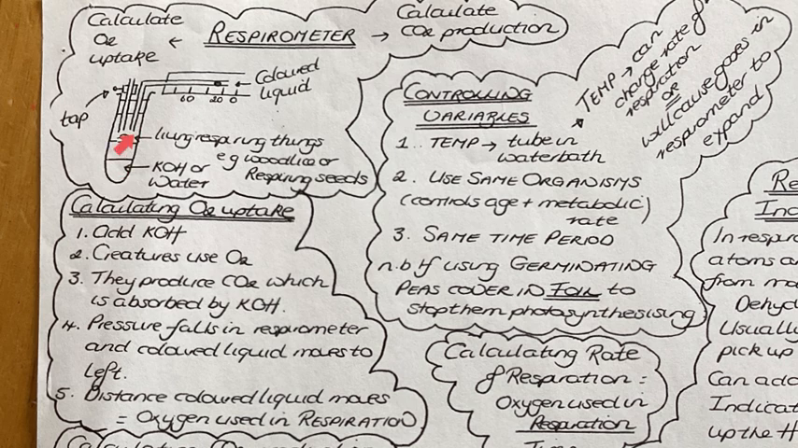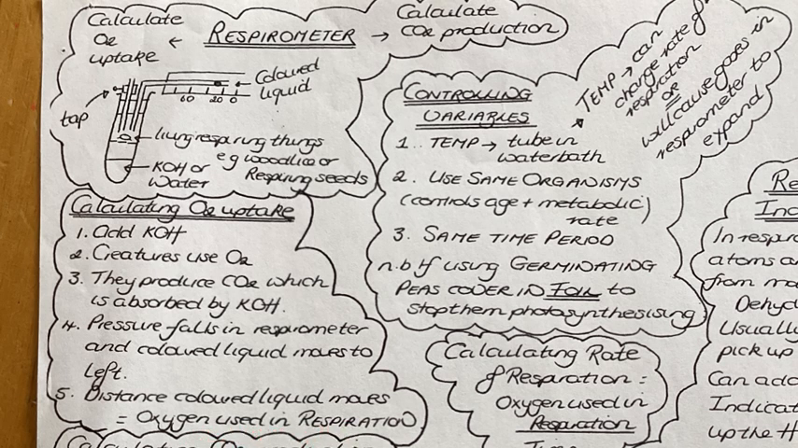Because oxygen has been taken out of the air, the pressure falls in the respirometer. And then the coloured liquid moves this way to take the place of the oxygen that has been absorbed by the wood lice. So if you want to work out oxygen uptake, the distance the coloured liquid moves indicates how much oxygen has been used in respiration.